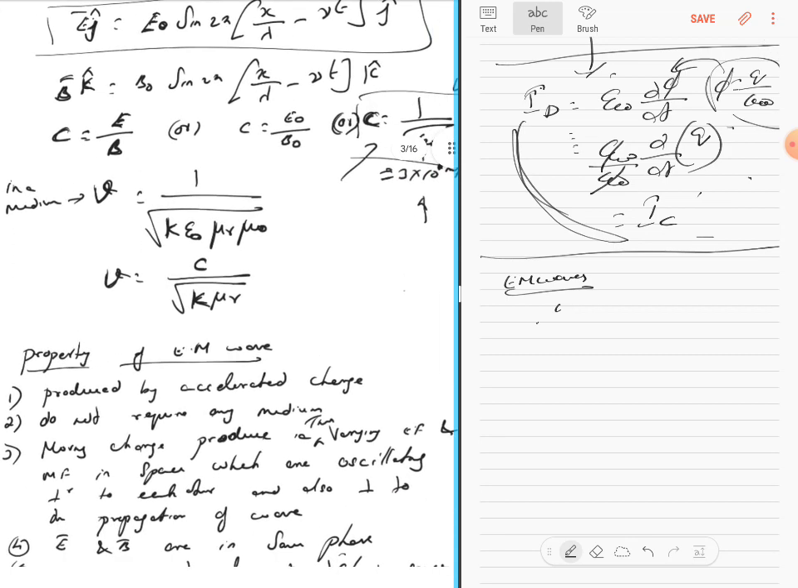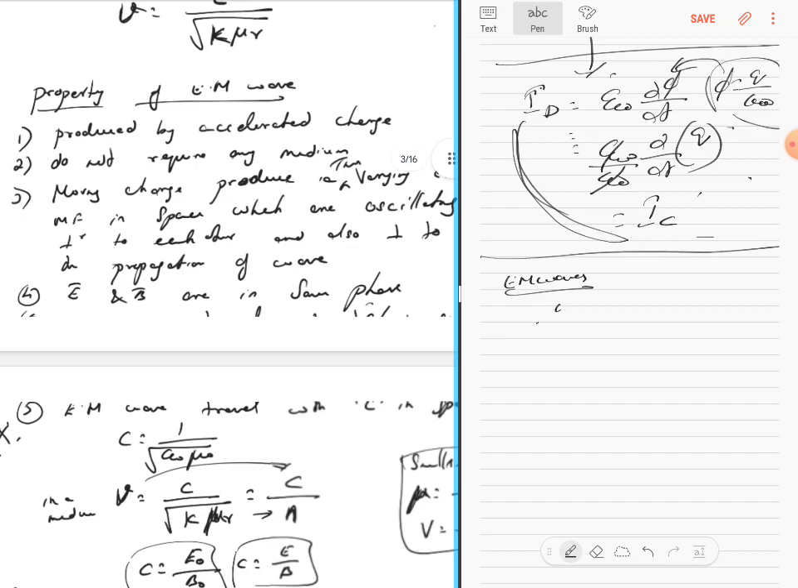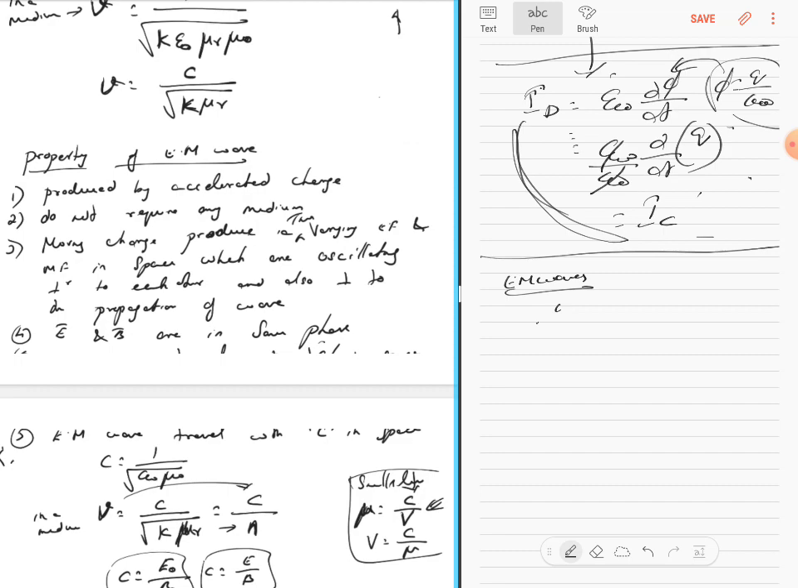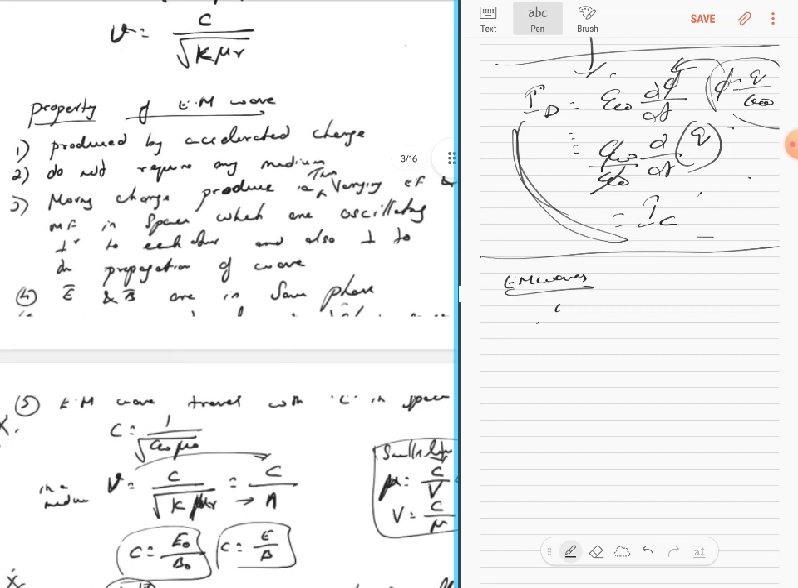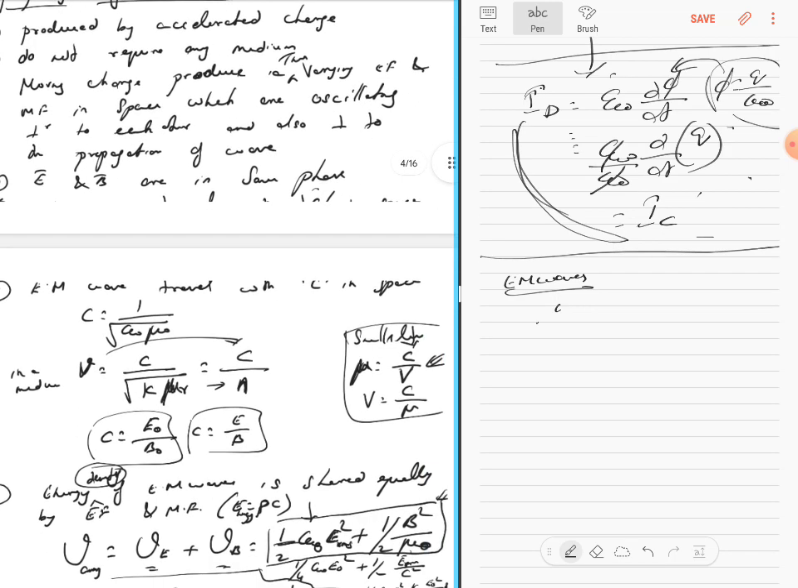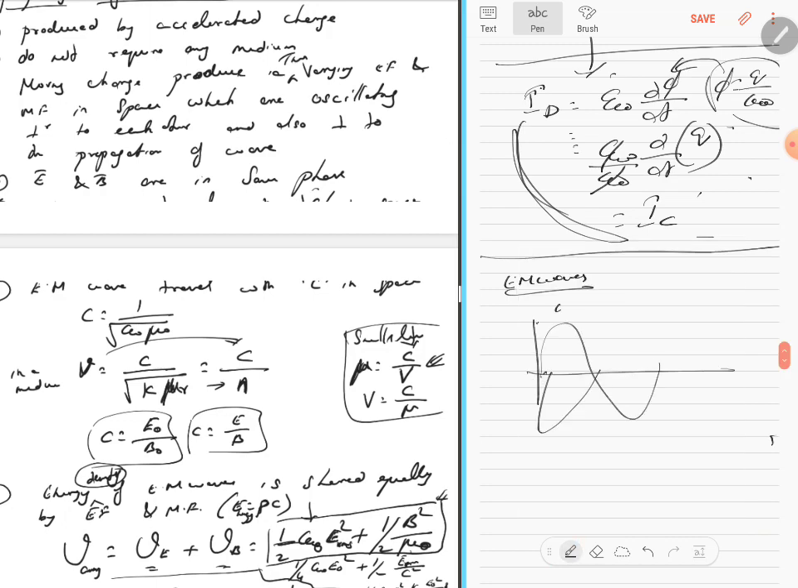Then the properties of electromagnetic waves. You have to mug up all these properties, it has more to do with memory. Electromagnetic waves are produced by accelerated charged particles. They do not require any medium to travel. They are produced by time varying electric and magnetic fields, which oscillate sinusoidally perpendicular to each other and also perpendicular to the propagation of the wave. The electric field and the magnetic field are always in the same phase. The vibrations are in the same phase. That shows, when you draw the graph, they all start in the same phase. There is no phase difference. So that's that point.